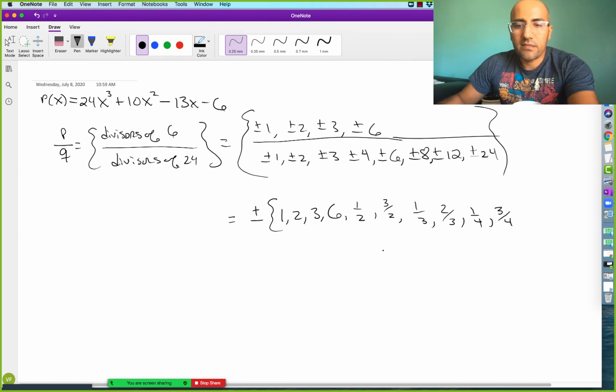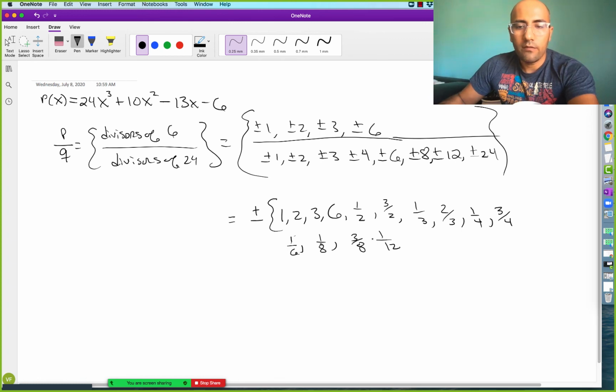Then there's 6, so it's going to be 1 over 6. And then 2 over 6 is 1/3, which I already have. And then 3 over 6 is a half, and I already have that. And then 6 over 6 is 1, and I already have that. Okay, then I have 1/8. Then 2 over 8 is 1/4, I already have that. And then 3 over 8, that's a new one. And then 6 over 8 is 3/4, I already have that one.